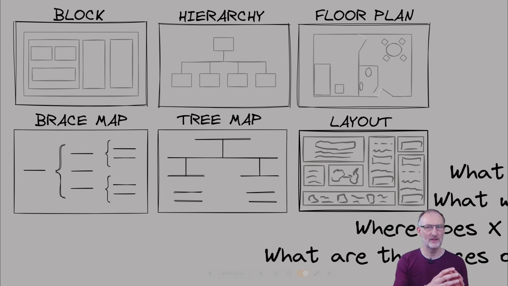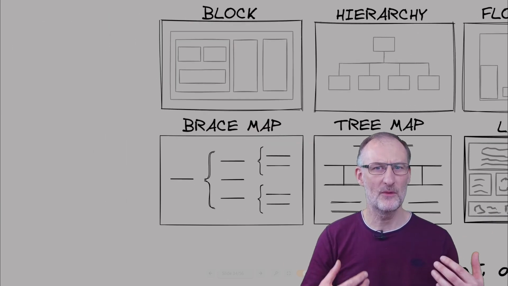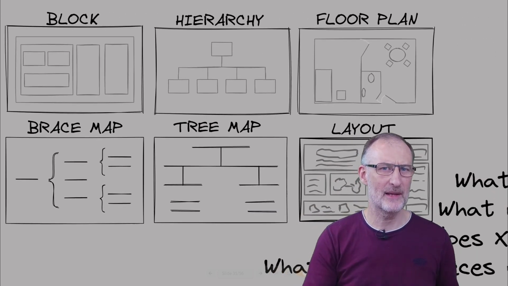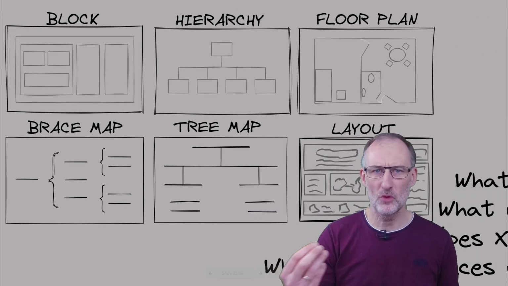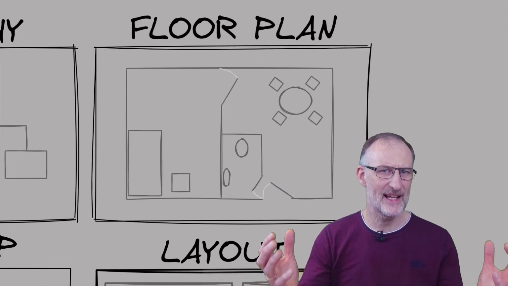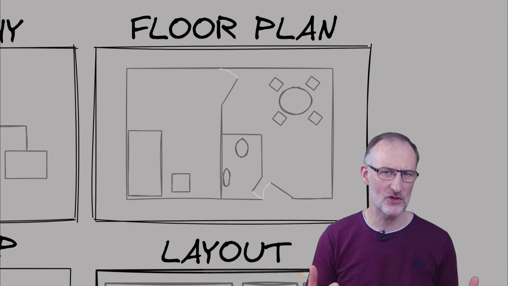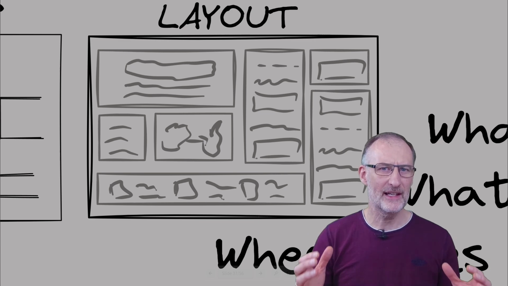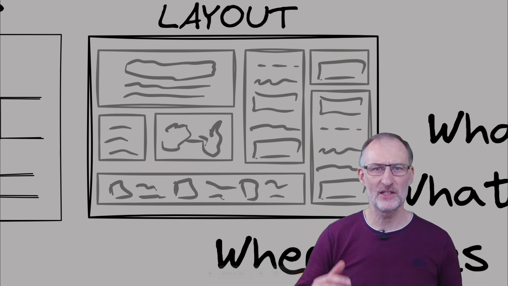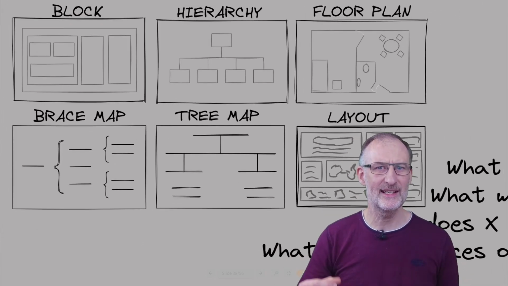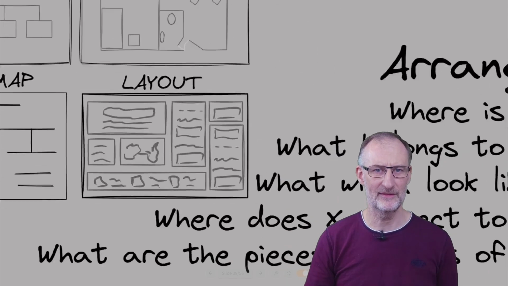For instance, we have the block diagram and brace map for sorting and categorizing ideas. Then there's the hierarchy diagram and tree map for things like organizational charts. We also have the floor plan, which serves as a visual representation of spatial arrangements. And lastly, the layout diagram, offering a clear picture of information organization on a page or website. Each type serves its unique purpose in organizing and presenting ideas effectively.